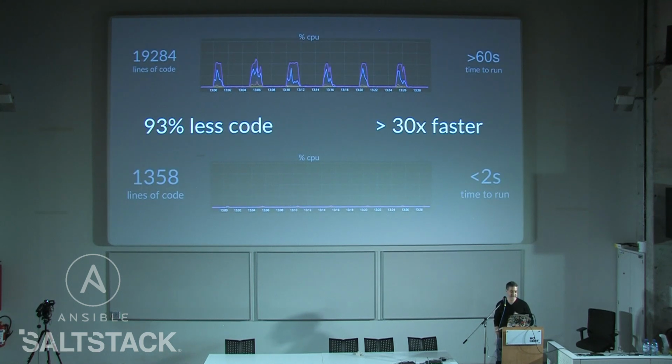Back to that CPU graph, what we see now is that we have 93% less code. It runs 30 times faster than it used to, and best of all, it's completely transparent to the users. They don't even complain anymore.